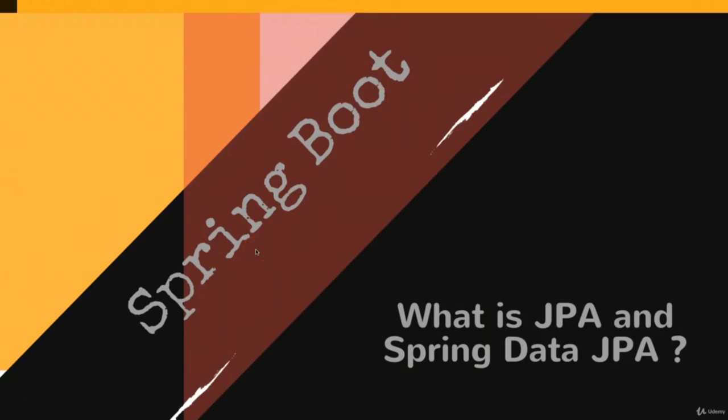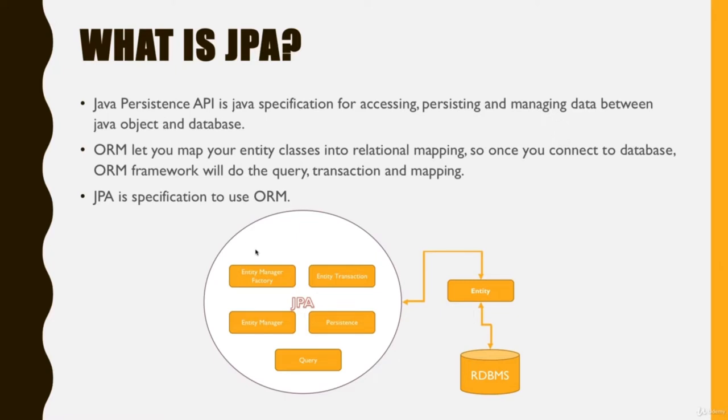Hello everyone, this is Bhupen Sharma, and in this tutorial we are going to discuss what JPA is and what Spring Data JPA is. So let's get started. What is JPA? JPA stands for Java Persistence API, a Java specification for accessing, persisting, and managing data between Java objects and a database. For that, we are using ORMs.